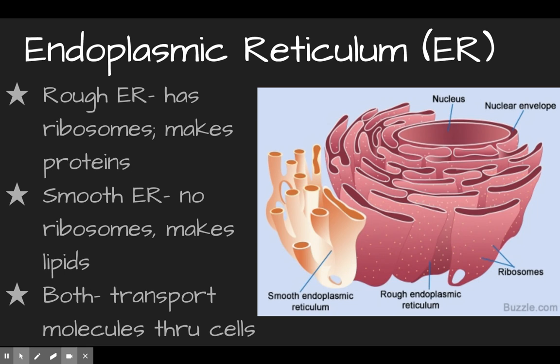Smooth ER, no ribosomes, so it's a smooth surface, there's no bumps to make it seem rough, and those make lipids. Both rough ER and smooth ER transport molecules through the cell. So they act as a transportation because they're transporting those molecules that they've made through the cell. So rough ER makes proteins, transports proteins through the cell. The smooth ER makes lipids, transports lipids through the cell.